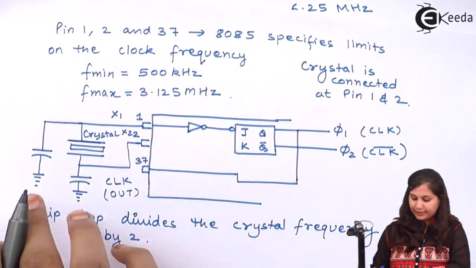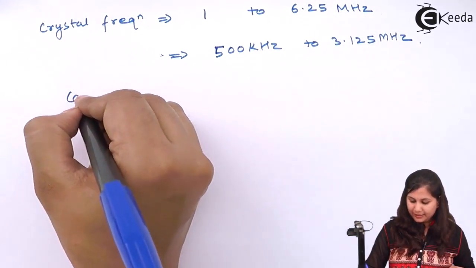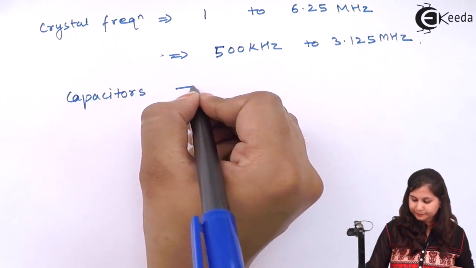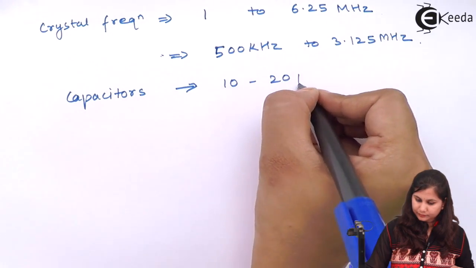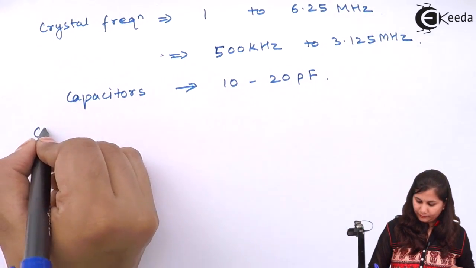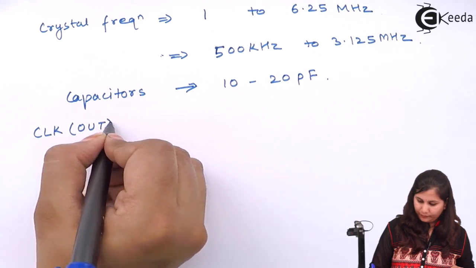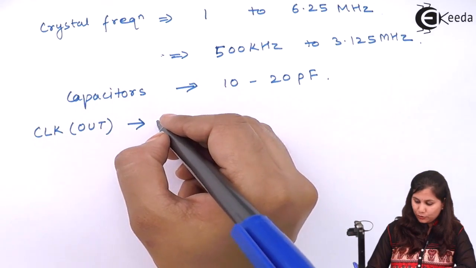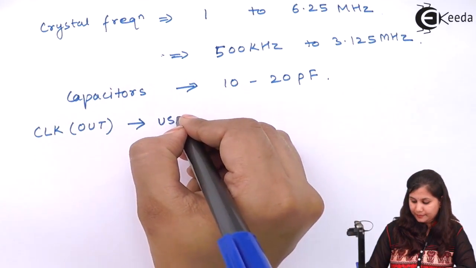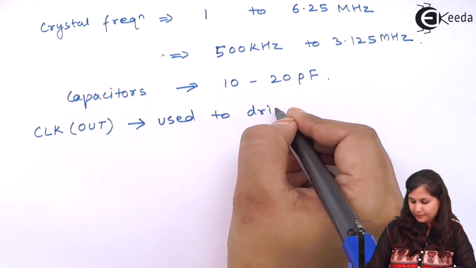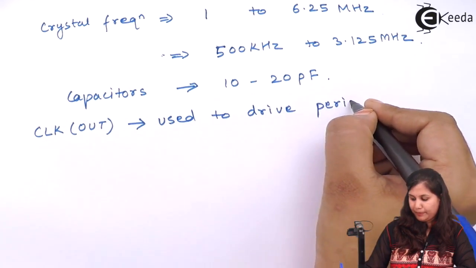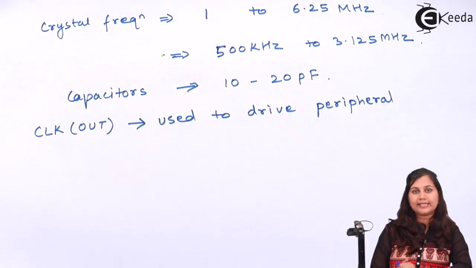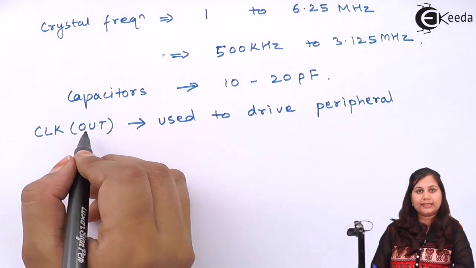And these are the capacitors connected here, and these capacitors are of the range 10 to 20 picofarads. The clock signal which is coming out of pin 37 is used to drive the peripheral chips. Peripheral means the input-output devices. So the input-output devices connected to the 8085 are driven using this clock pulse.